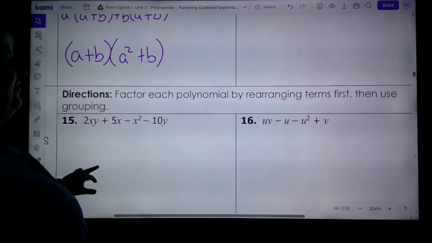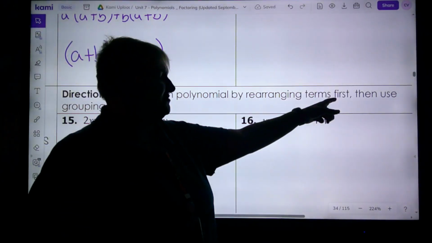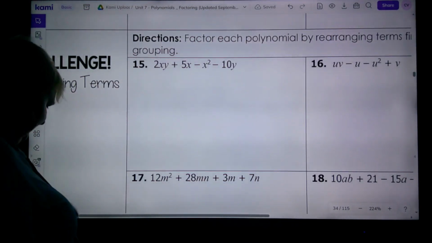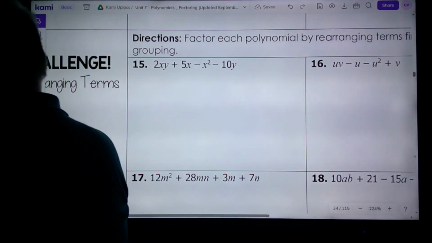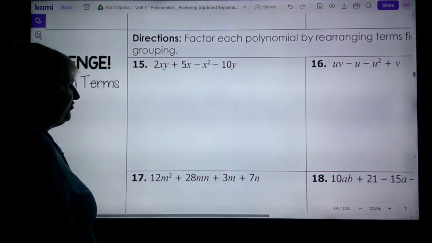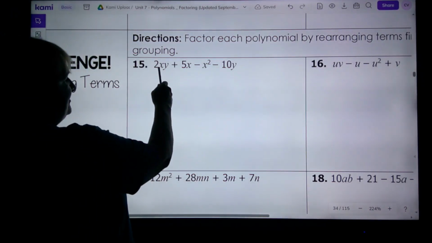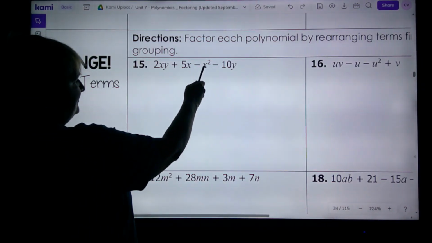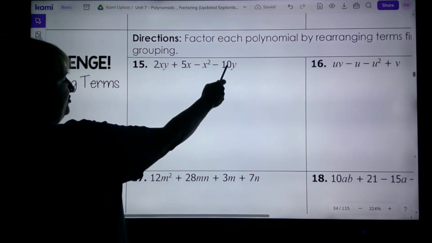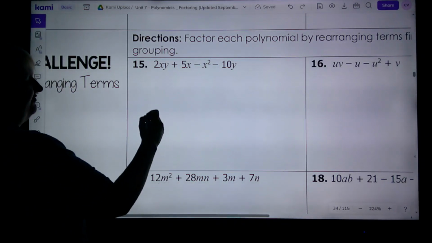Challenge. This time you have to rearrange. Factor each polynomial by rearranging the terms first, then use grouping. This one's going to require some thought, because you're going to actually have to figure out what goes with what. This has an x, an x, an x. This one has a y, and this one has a y. My brain says these two should be together. So let's just rewrite it so they're grouped, right?